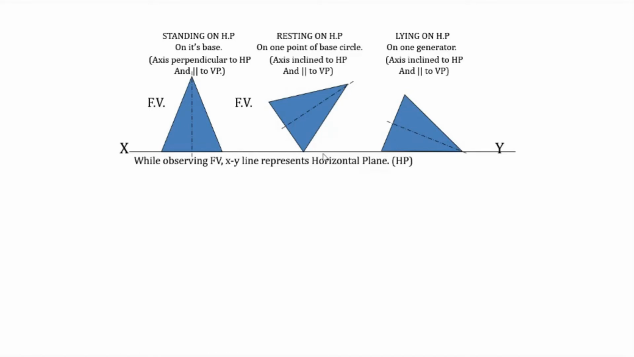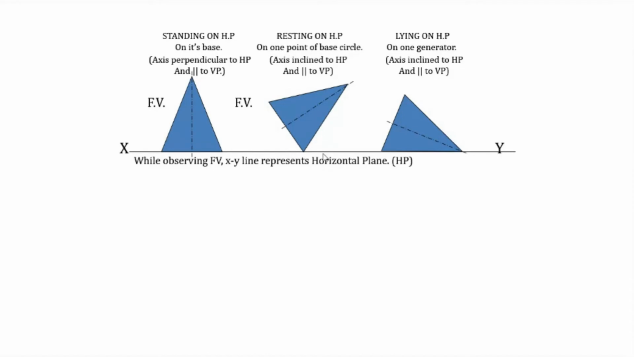See, in all these cases, the shape of the front view is the same. If you observe it, the shape of the front view is a triangle in all these three cases. The only difference is the orientation of that triangle. In one case, the base is coinciding with the XY line. In the second case, only a corner is coinciding with the XY line, and in the third case, one of the slant edges is coinciding with the XY line. That is the only difference, but the front view is the same.